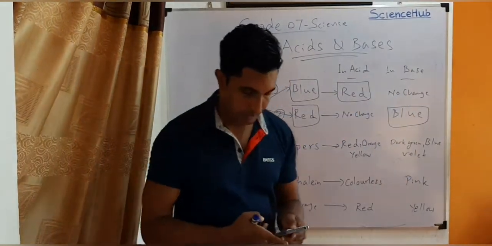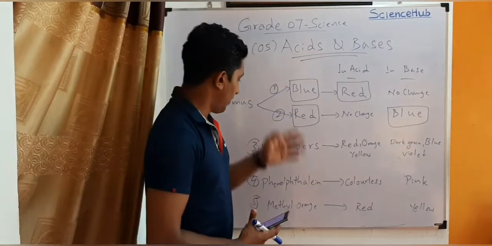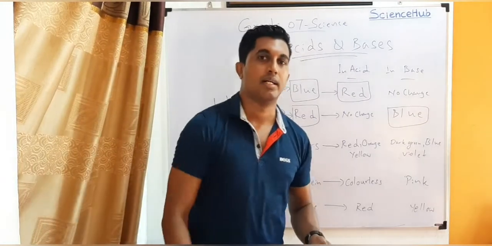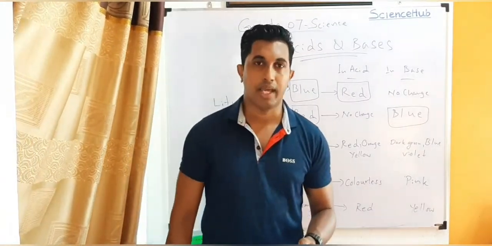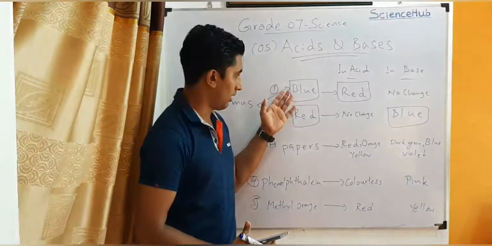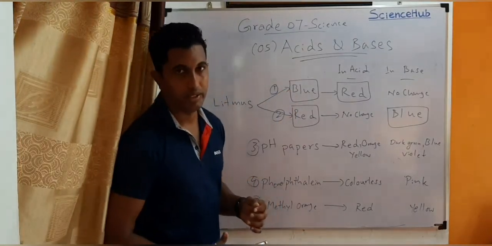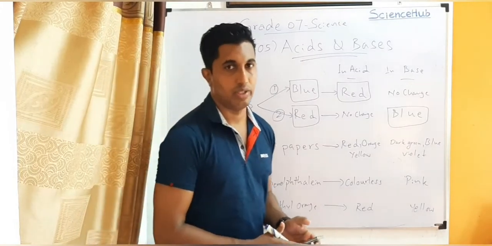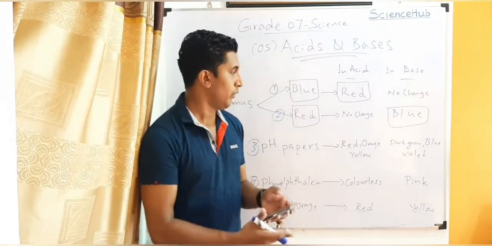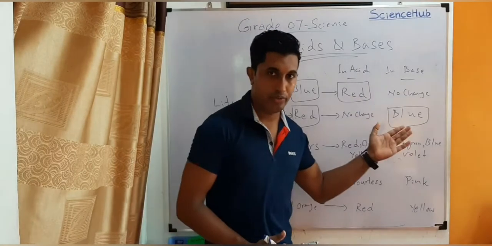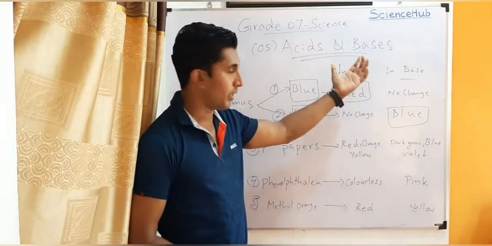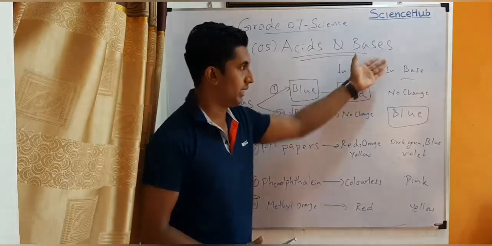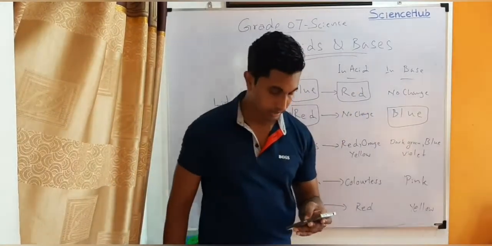Now these are the 5 types of indicators that you use in your lab. The litmus papers are very common in use in our school laboratories. You have to remember and memorize these color changes in acidic medium and in basic medium.